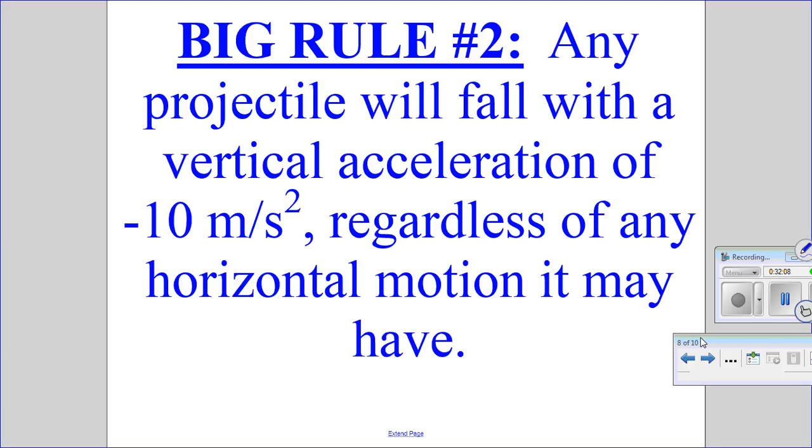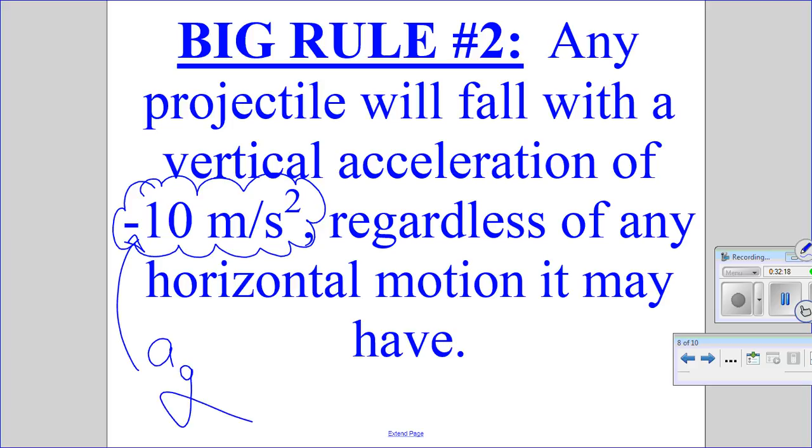And it tells us that vertically you have an acceleration of -10. Why should this number look familiar to you guys? That's the acceleration of gravity, right?